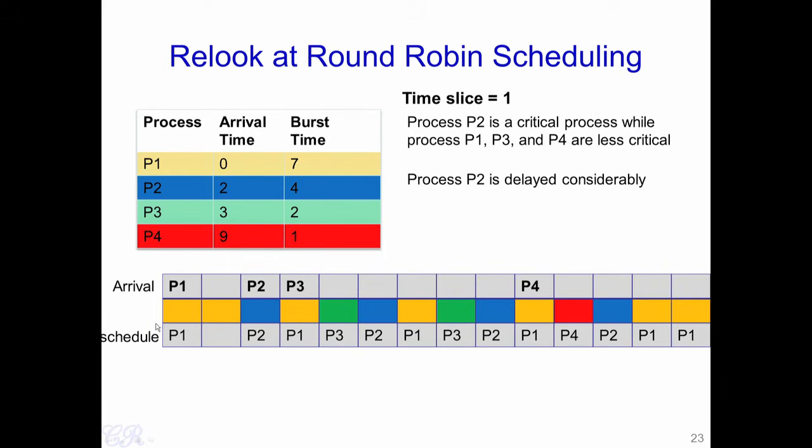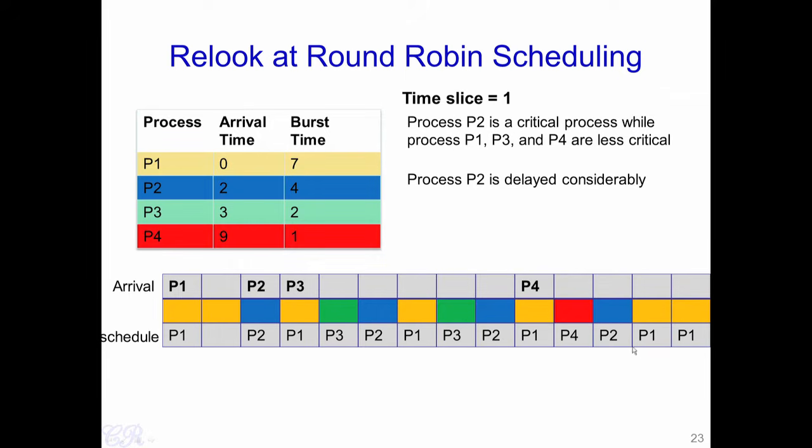Let us look at this Gantt chart again. We see that P2 arrives in the second cycle and it takes a considerable number of cycles to complete executing. The main reason is that this is a round robin scheduling scheme and other processes have a fair share of the CPU. So P2 first executes here, then P1 and P3 execute, then P2 executes again and again, and finally completes its burst at this particular time.